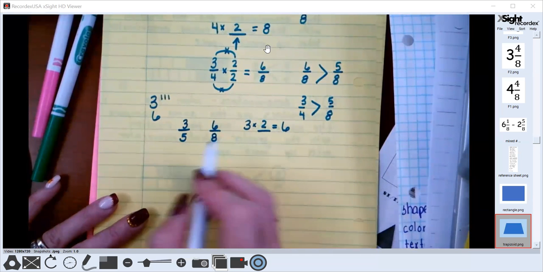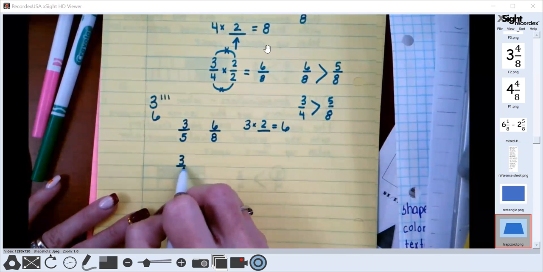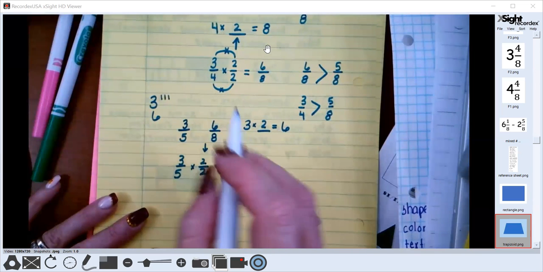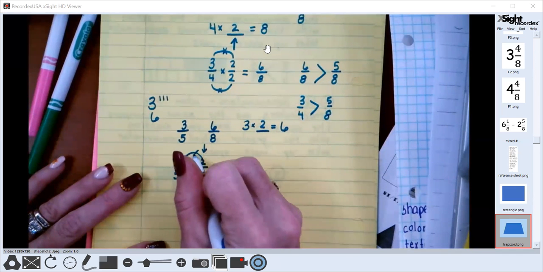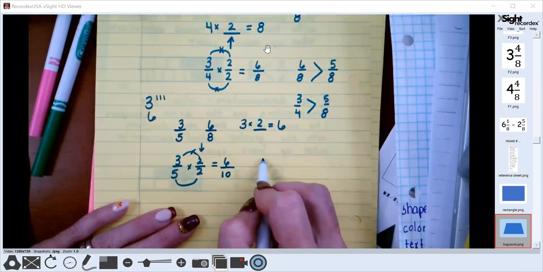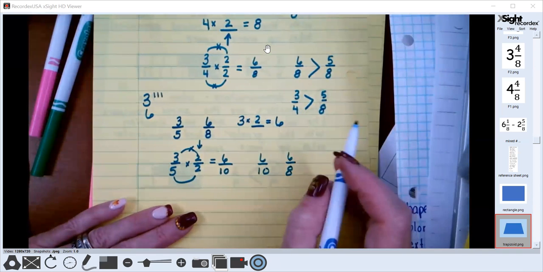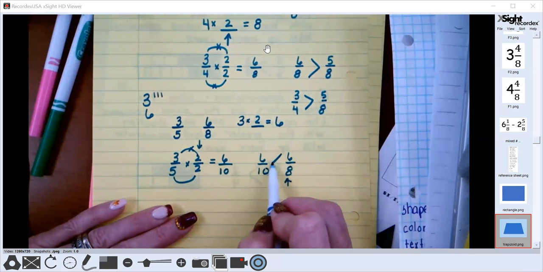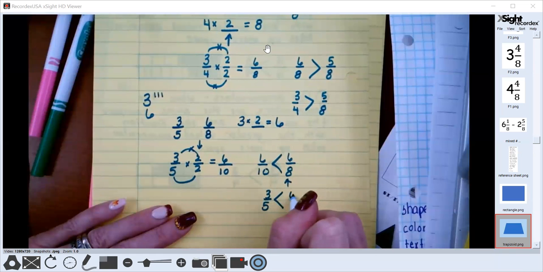So now I'm going to take and multiply 3/5, because it's 3 times 2, times 2/2, because it is supposed to be a whole. You can only multiply by a whole to create an equivalent fraction. 3 times 2 equals 6, and 5 times 2 is 10. So I have 6/10 and 6/8. Now the rule for common numerators states that the smaller numerator has the greater value. So 6/10 is less than 6/8, which makes 3/5 less than 6/8.